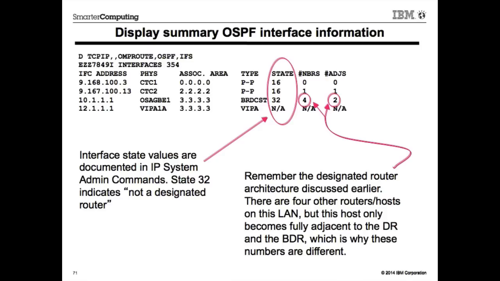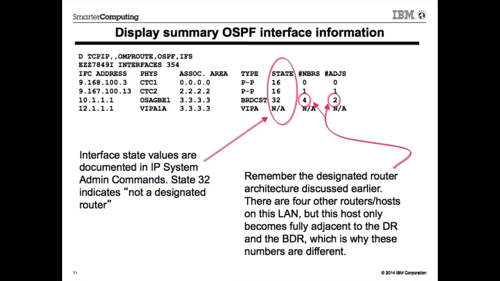Next, interface information is pretty important in OSPF. You can do a display TCP/IP, OMPROUTE, OSPF interfaces, and it will give you a list of the interfaces. It'll tell you the state of the interface, and the state values are documented in IP System Administrator's Commands. It'll tell you how many neighbors and how many adjacencies.